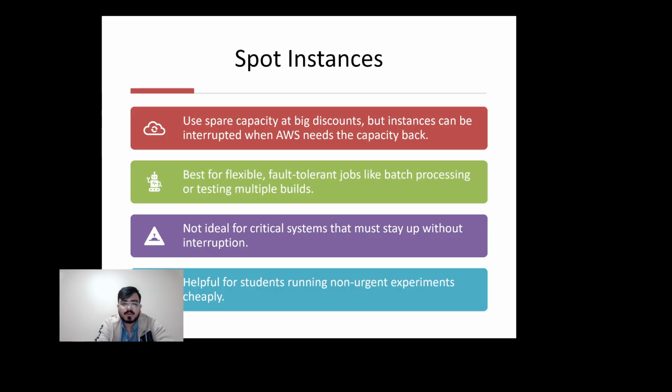Let's see the third one, spot instance. The third model is called spot instance. These are the cheapest options, sometimes up to 90% cheaper than on-demand. AWS sells its unused computing power at a lower price, like a clearance sale. However, spot instances can be interrupted by AWS when that capacity is needed for someone else. This makes them great for flexible or temporary work like batch jobs, testing multiple builds, or running experiments.